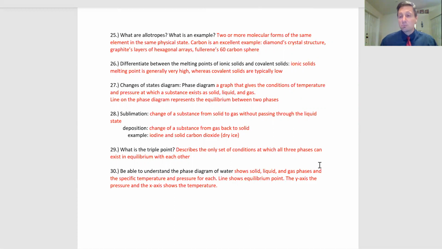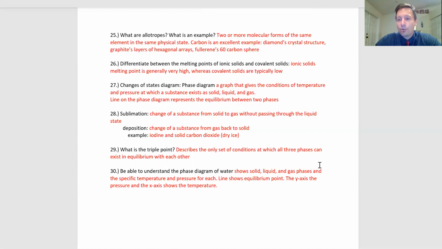Number 26, differentiate between the melting point of ionic solids and covalent solids. In general, the melting point of ionic compounds is very high and covalents are typically low. That's a general rule.